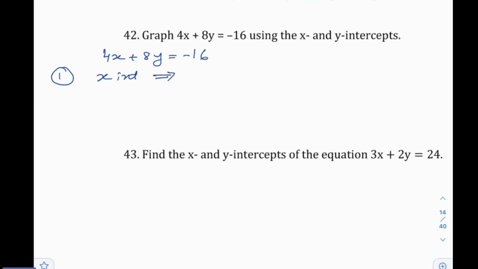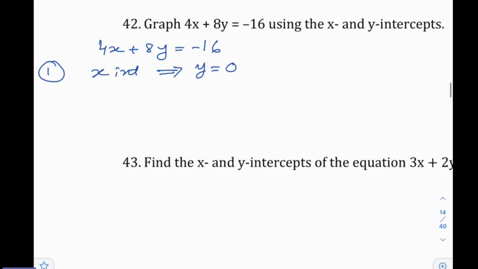We said to find the x-intercept, you will assume y is 0. So what will happen? This will be 0. Done. So 4x is negative 16, and you will solve the equation. So x is negative 4.